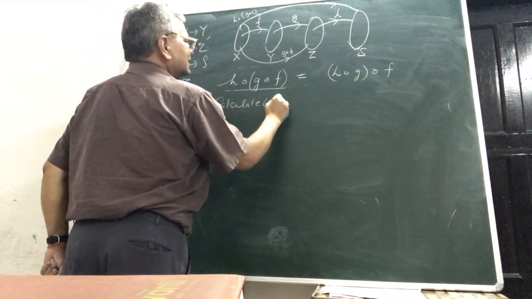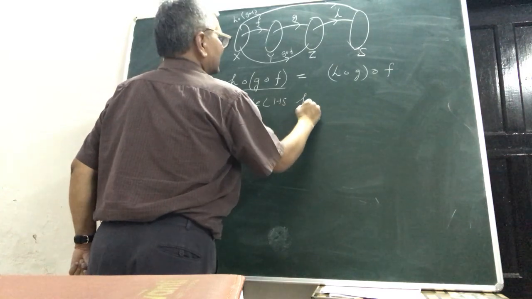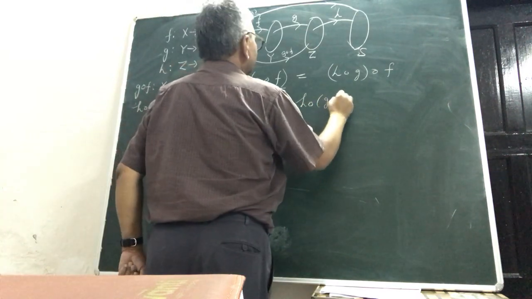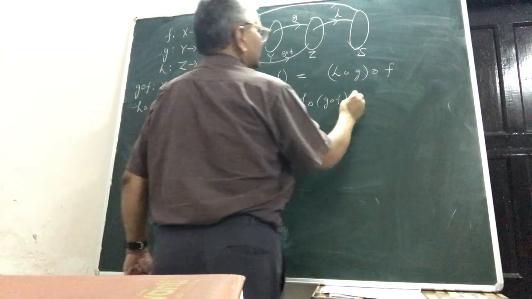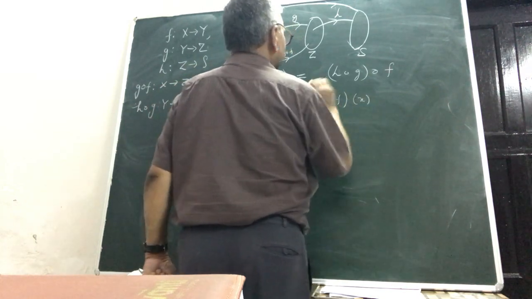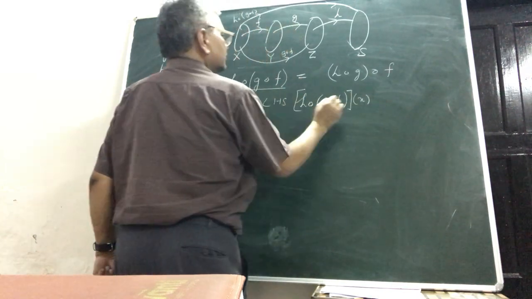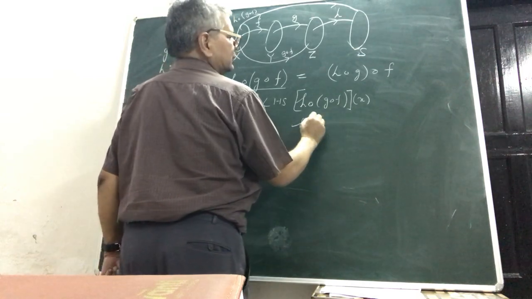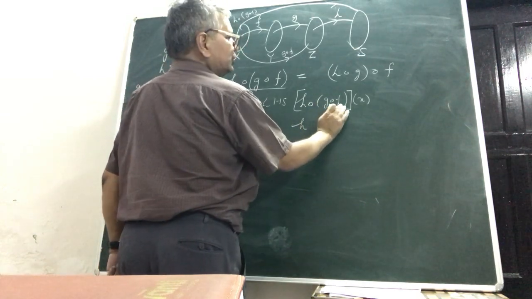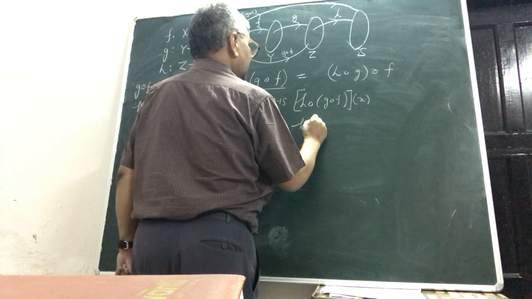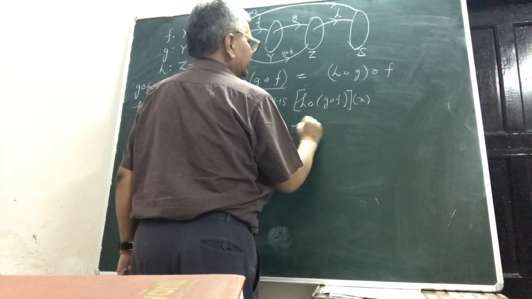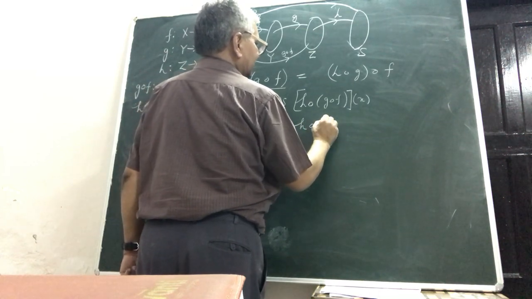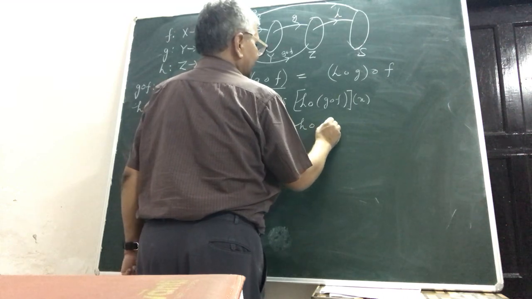Calculate LHS. Then (H∘G)∘F. We have already shown that both of them are from X to S. So, let it be x here. This whole lot will give us what? H. And the first internal function is what? F. So, H and then G, x composition, and then you will find the image.